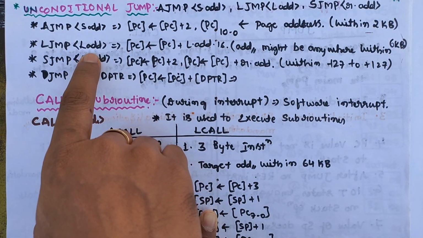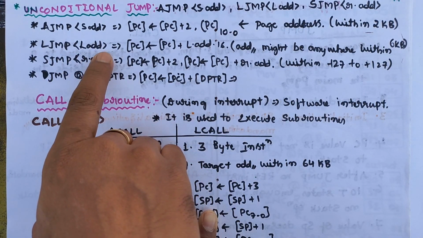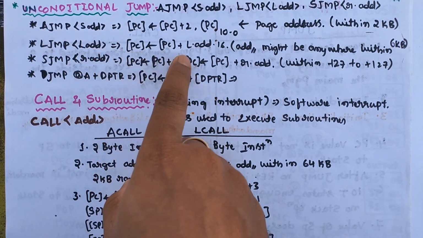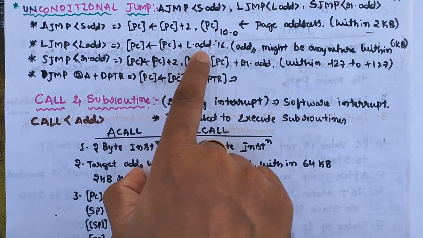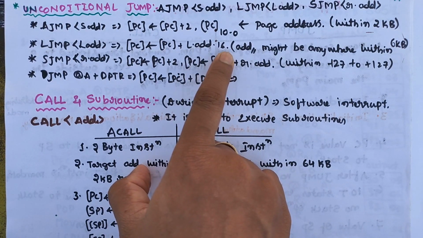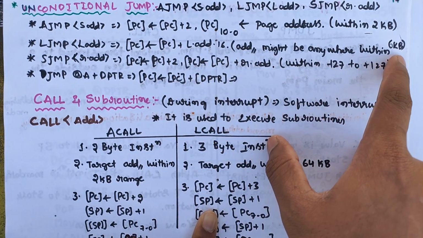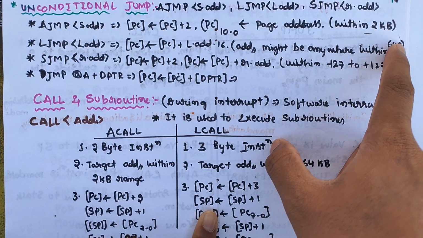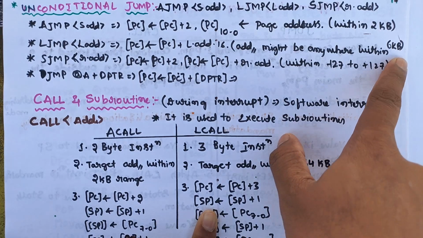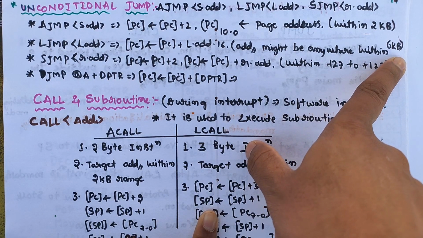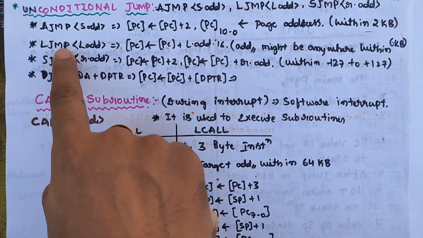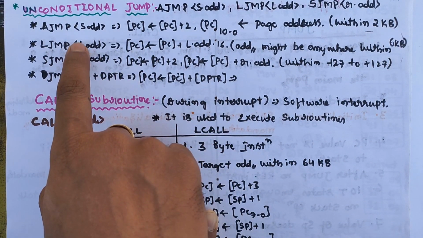Similarly, LJMP is the long jump with a long address. Here also we mention the long address, and the program counter is incremented and added with the long address, which is a 16-bit address. That address can be anywhere within 64 KB of memory location. It's 64 KB, not 16 KB. So the long jump can occur within 64 KB.